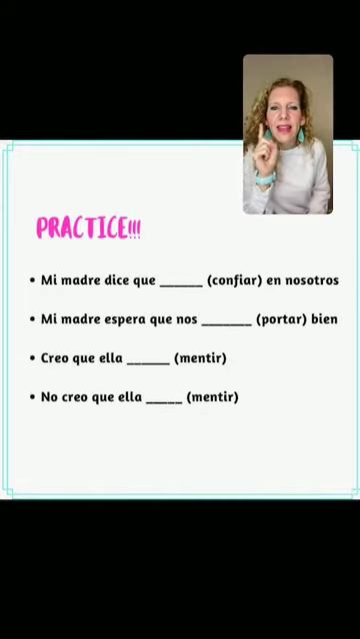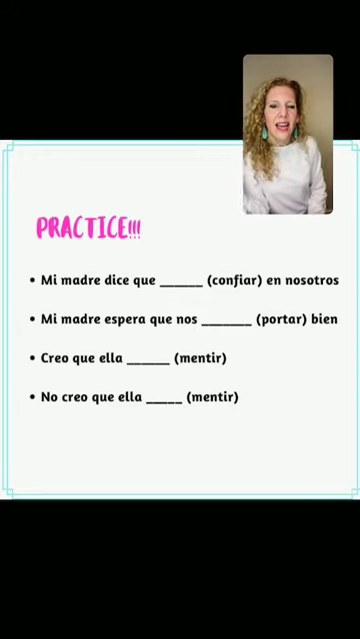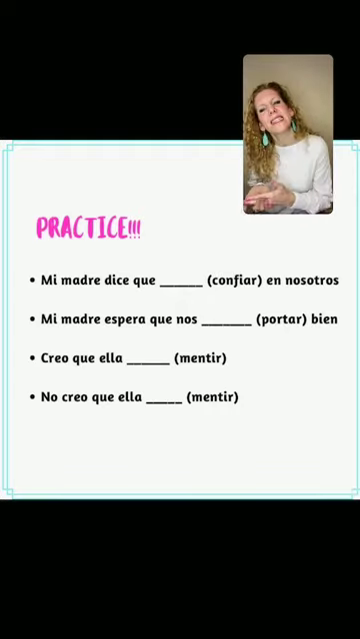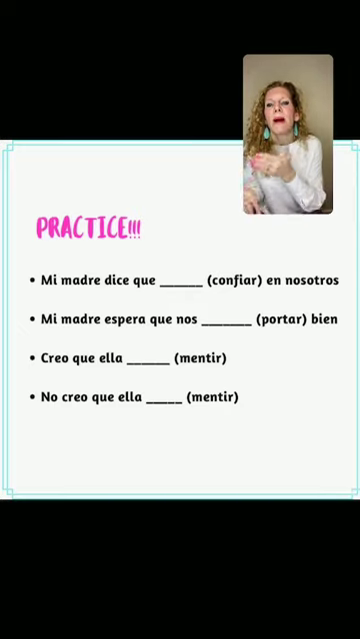In the first one, mi madre dice que. Here it's a little confusing, and let's try to make it easier. So, mi madre dice que él. For example, if there's a different subject, it would be mi madre dice que él. Let's do two different subjects, okay? If it's the same subject, it has to be indicativo, but if it's different, subjuntivo. If it's different subject, it would be confía. So my mom says she trusts us.